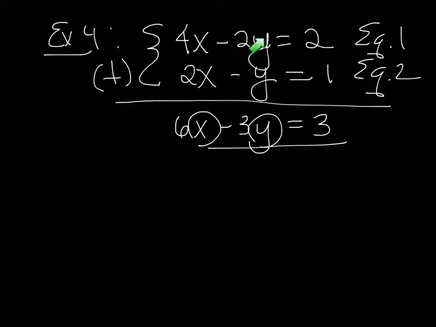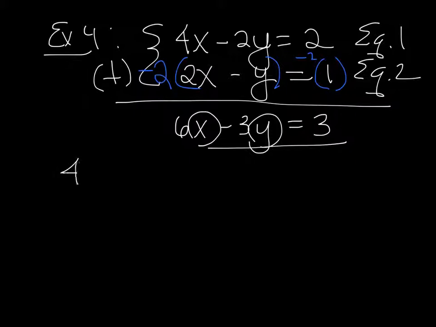If you want the y's to eliminate, then you probably want to multiply, right? This is negative 2. The opposite is plus 2. So you probably want to multiply it by positive 2. Again, I will just pick one. So I will pick, I want to eliminate y. So I'm going to multiply negative 2 to both sides of the equation.